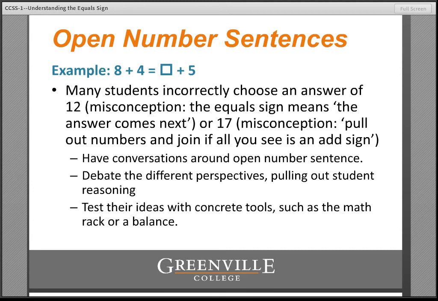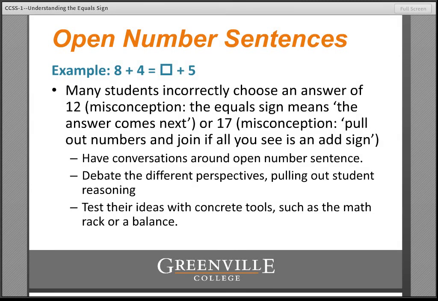If they say 17, then they are operating under the assumption that you pull out all the numbers, look at what sign is there, and then do that computation and write it in the box. They're essentially ignoring that equal sign. So this approach allows you to see who has some of these misconceptions and who doesn't.